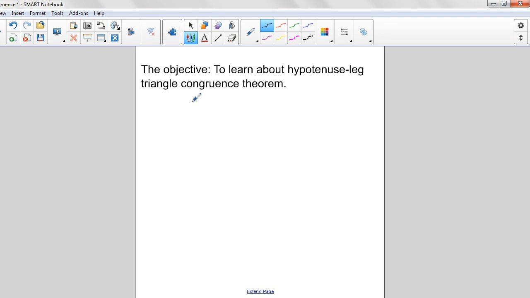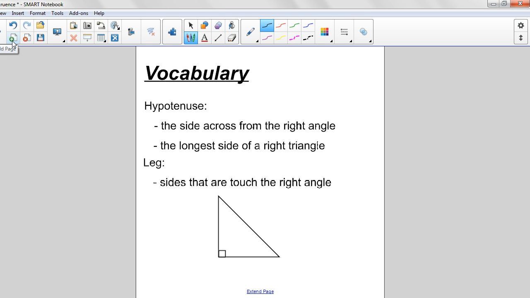Alright, today we're going to talk about the hypotenuse leg triangle congruence theorem. It's very similar to the other triangle congruence theorems we've been doing. Okay, let's first review what a hypotenuse is and what a leg is.